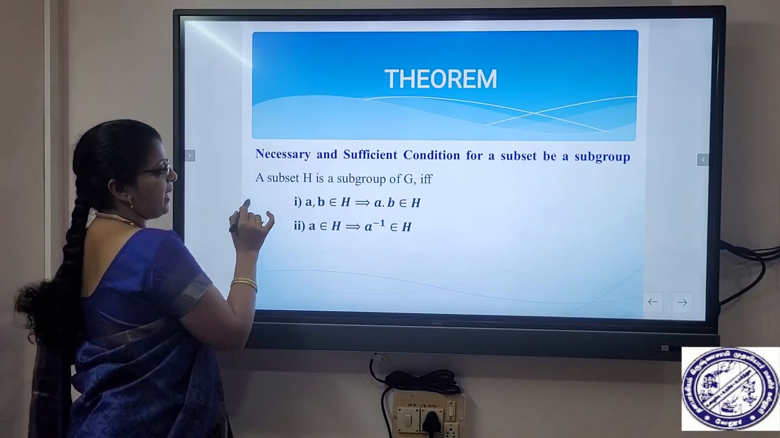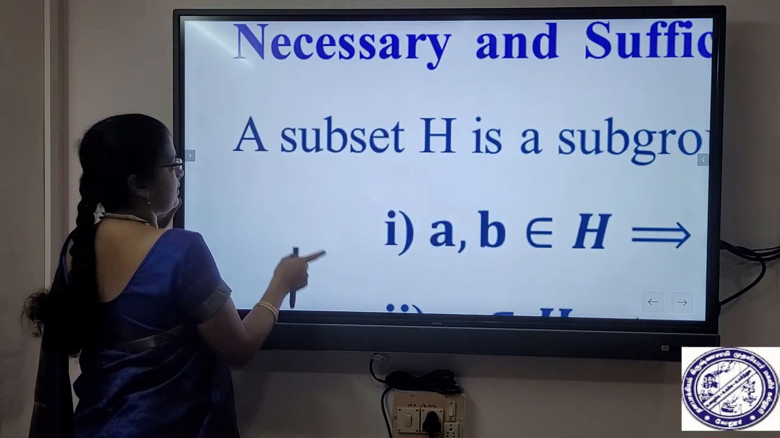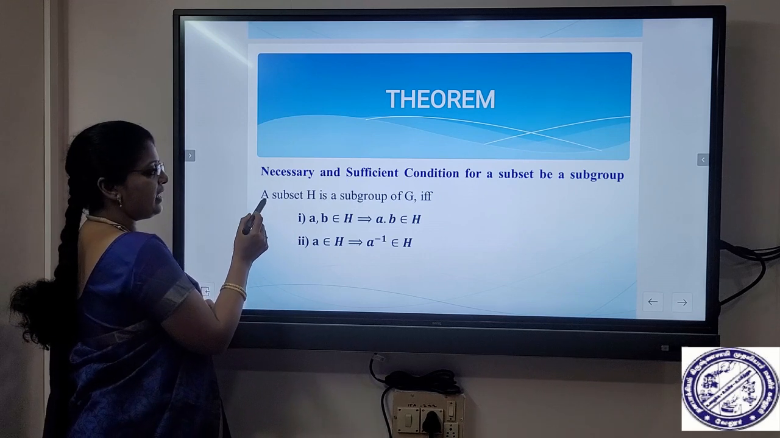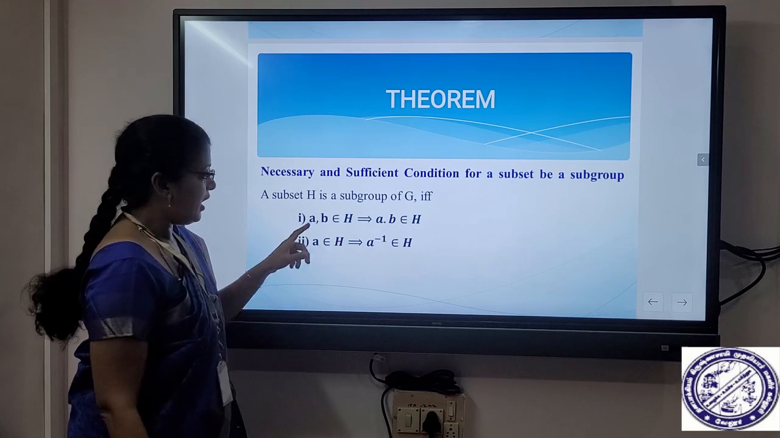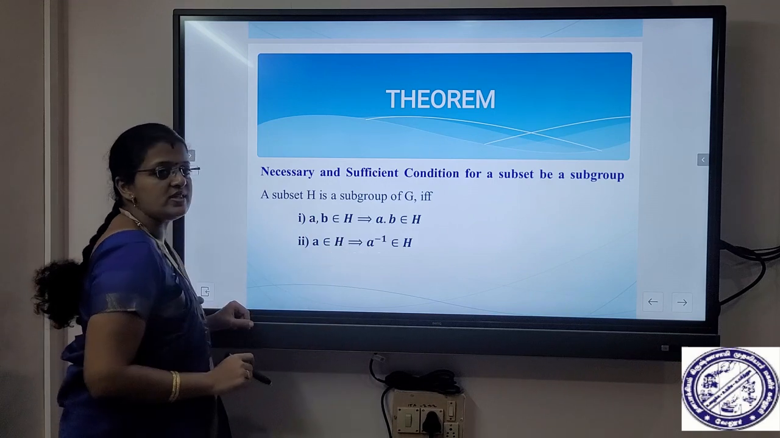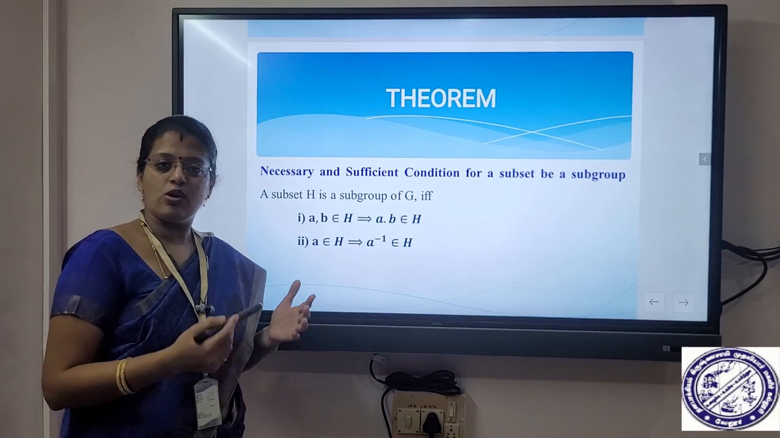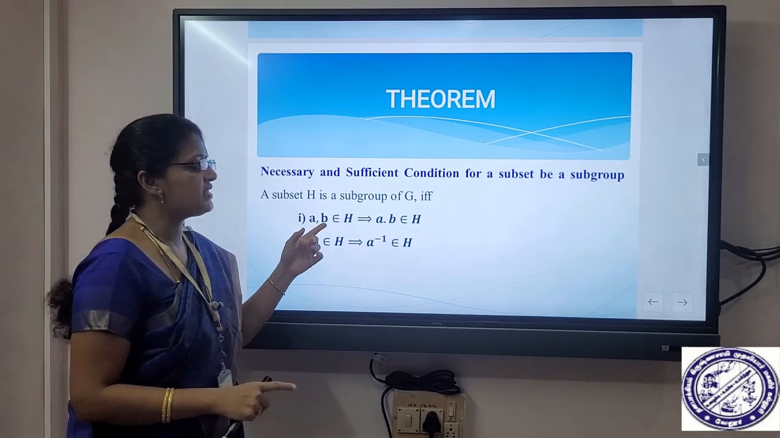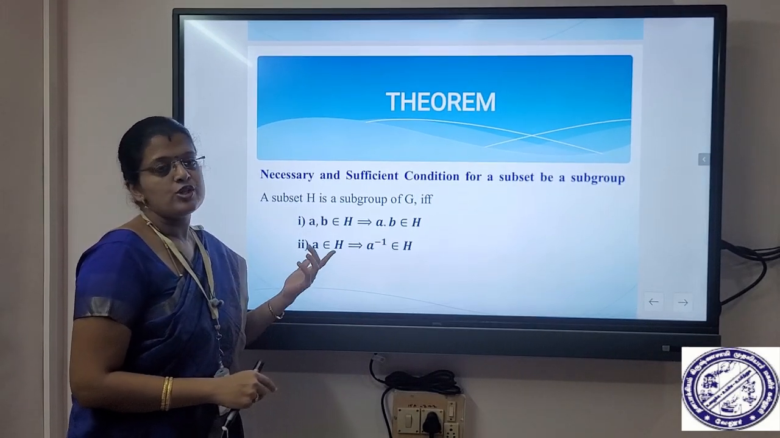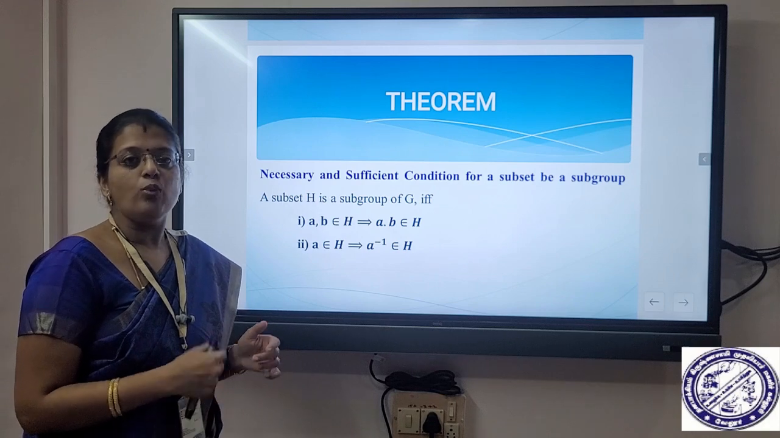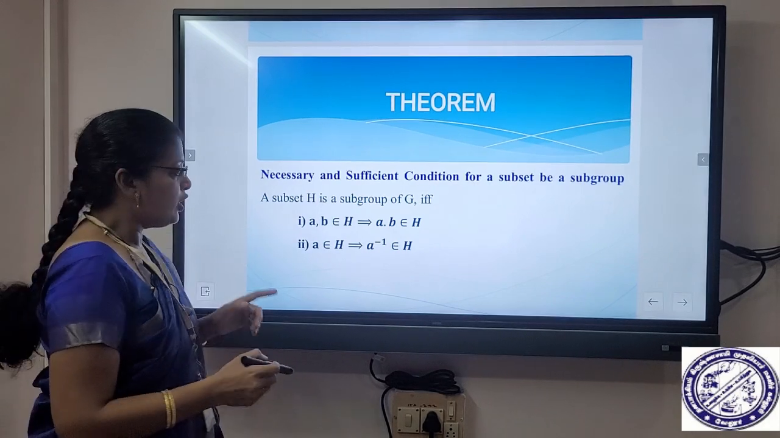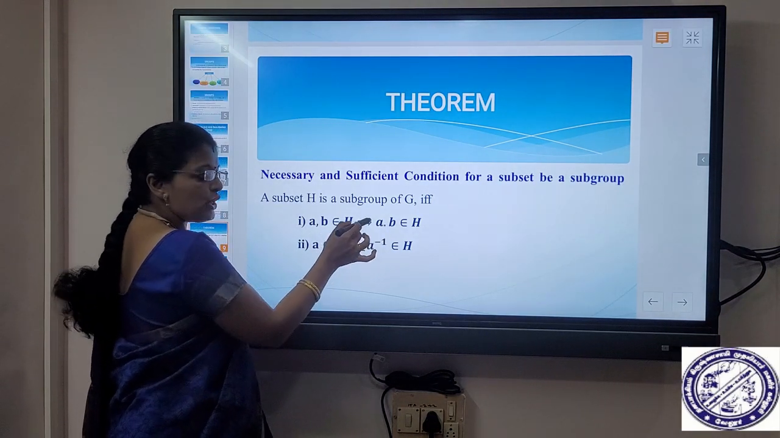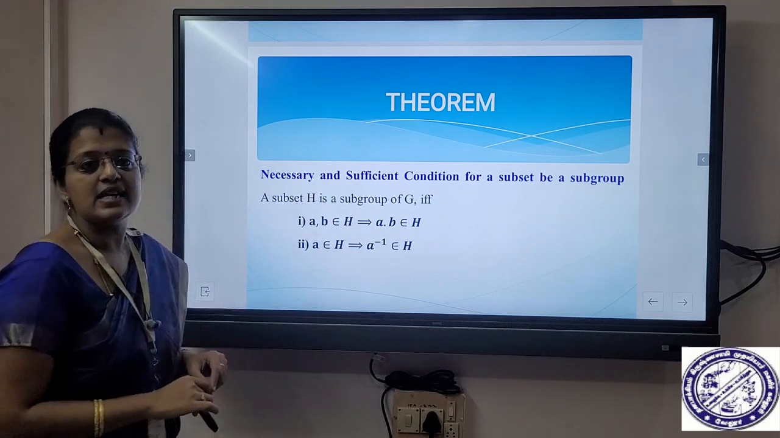Now, for the necessary part, we will assume that H is a subgroup of G. Now we have to prove that the closure and inverse exist. If H is a subgroup, obviously it will satisfy the 4 conditions: closure, associative, identity and inverse. The first condition is closure, the second is inverse. So the necessary part is obvious. Now we are going to prove the sufficient part. To prove the sufficient part, we'll assume the closure property and that the inverse exists. Using these 2 conditions, we are going to prove it is a subgroup.